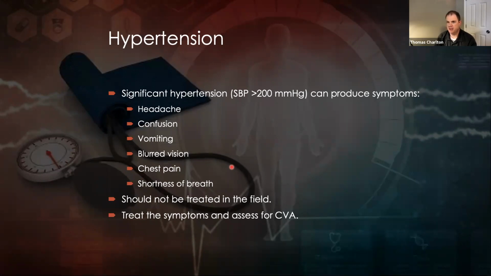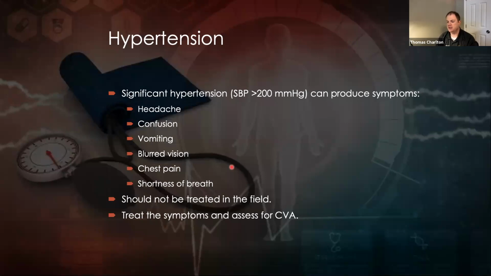So if somebody is having a headache, give them pain medicine. If somebody is vomiting, give them Zofran. If somebody is having shortness of breath, assess them for that. But in general, we don't tend to treat this with the kinds of medications that we carry in the field. If somebody comes into the hospital with a hypertensive urgency or a hypertensive emergency, where they have symptoms associated with their high blood pressure, even then, we are only going to lower their blood pressure some.